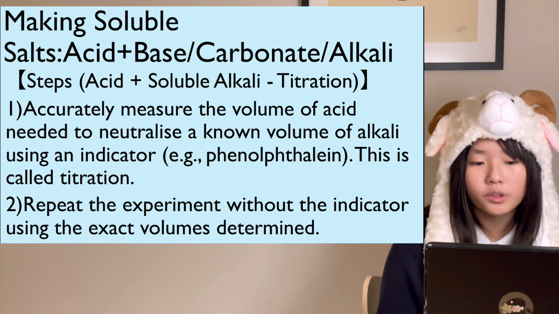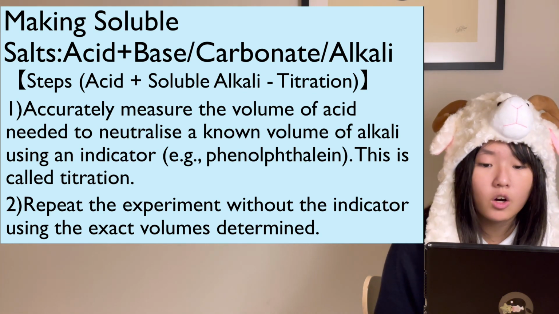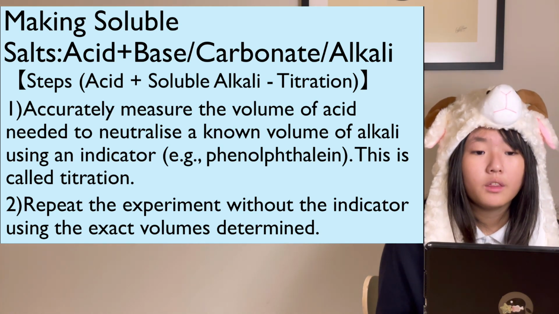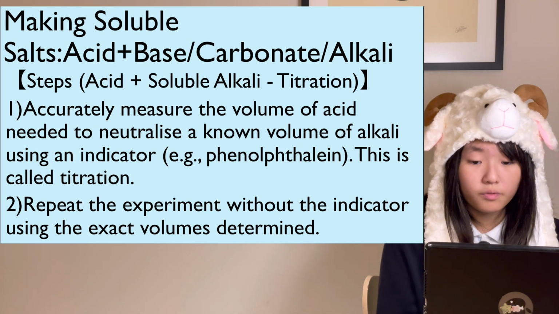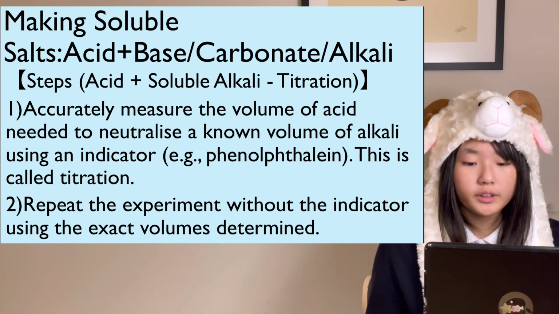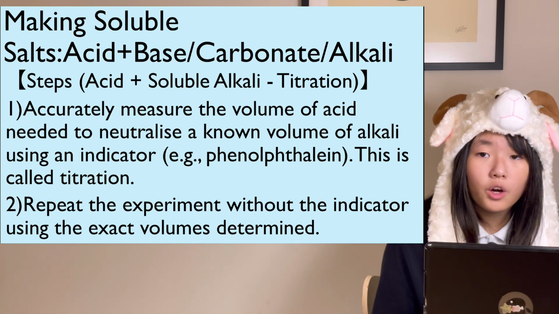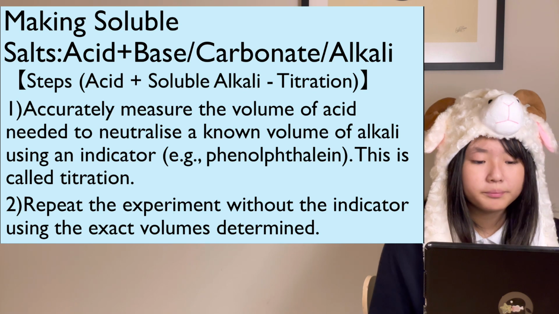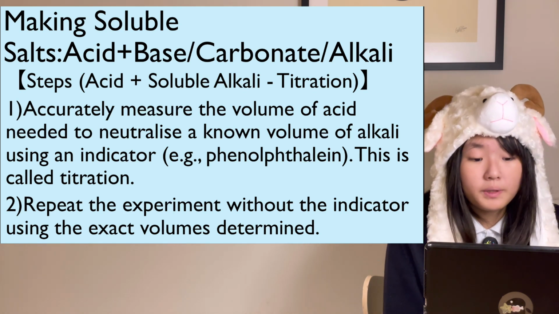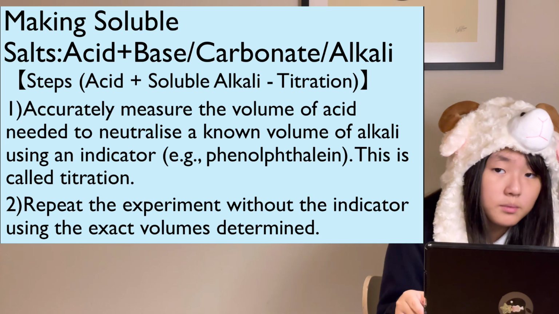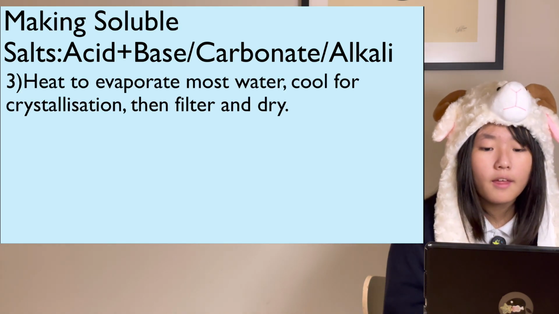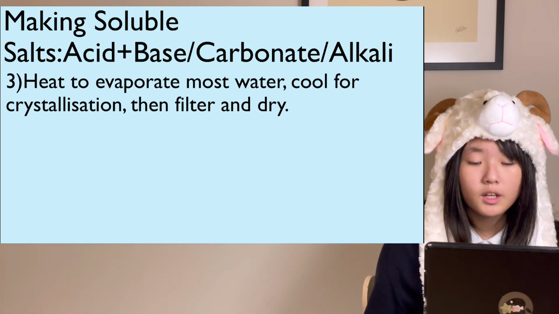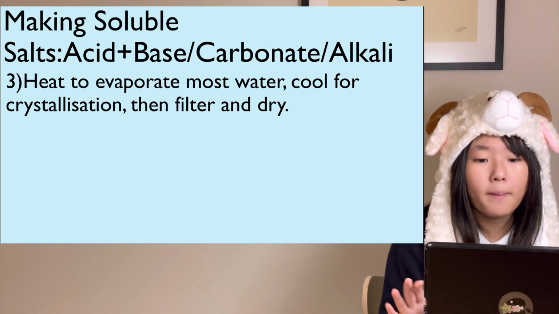Another way to make soluble salts using acids and bases and carbonates or alkalis, the steps are first, accurately measure the volume of acid needed to neutralize a known volume of alkali using an indicator, for example, phenolphthalein. You'll know how to do this if you watch my titrations video. This is called titration. Then repeat the experiment without the indicator using the exact volumes that you determined. Then heat to evaporate most of the water, and then cool for the crystallization to occur. Then filter them and then dry them.